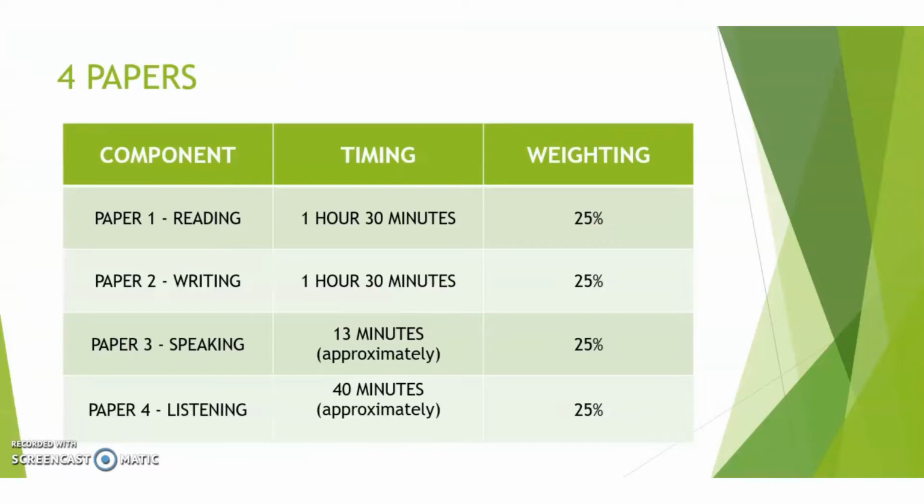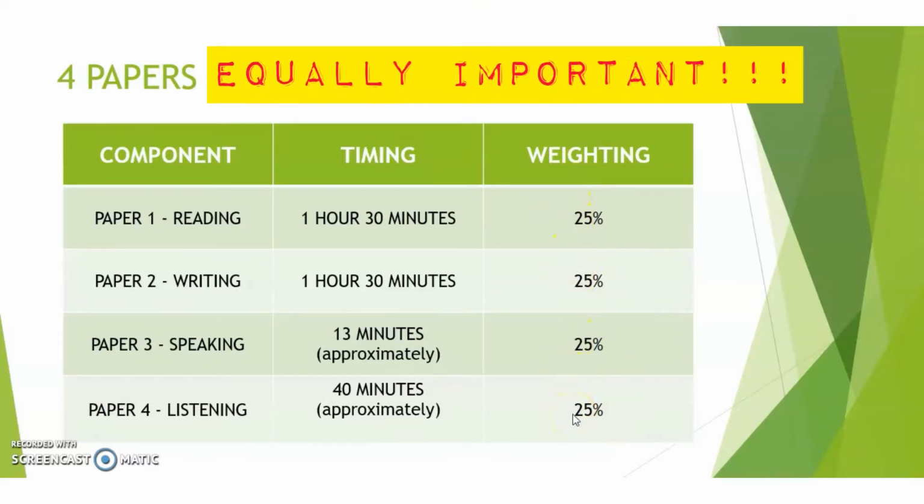Now in the new format, we have 4 papers, which are Paper 1 Reading, Paper 2 Writing, Paper 3 Speaking, and Paper 4 Listening. As you can see in this table here, each paper is equally weighted. That is, each paper is worth 25% of the total exam mark. That means all 4 papers are equally important.